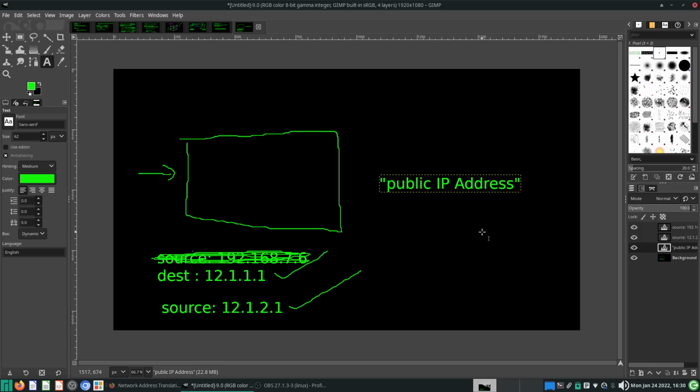When you type ipconfig on Windows or ip a on Linux, you'll be looking at your private IP address. But your public IP address will be different. It will be the IP address perhaps of the router at your internet service provider. So this is what happens.